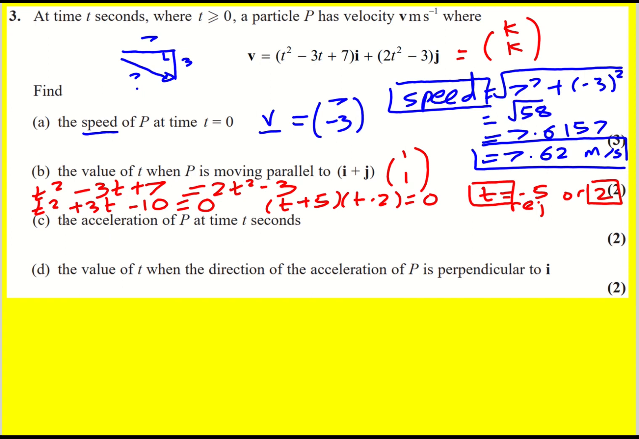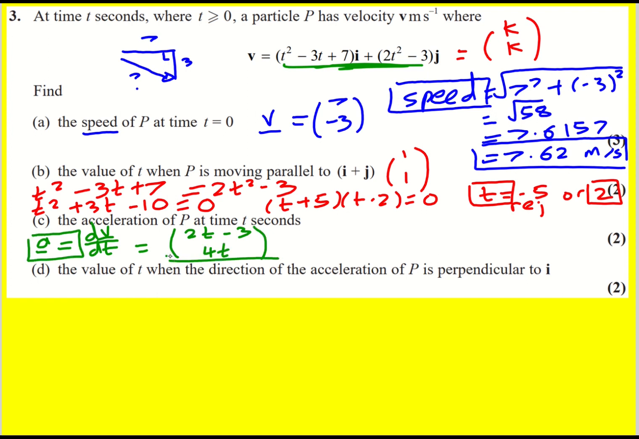The acceleration of P at time t seconds. Well, this is the derivative dv by dt, the rate of change of velocity with respect to time, but it's the instantaneous change because this is varying. It's not a constant variation for a. So I'm just going to again write it in vector form, 2t minus 3, and then just 4t. It doesn't say I have to write it in any particular form, so this should be absolutely fine.